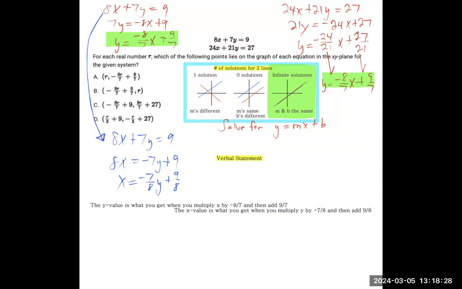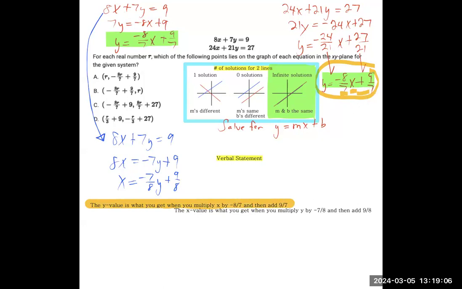So what we mean is, for the y equals situation, which is either one of these right here, that can be stated as the y value is what you get when you multiply x by negative 8 over 7, and then we're adding 9 over 7 to that. So once again, we're taking that equation that we had there, and we're just verbally stating that the y value is what you get when you multiply x by negative 8 over 7, and then add 9 over 7 to that.